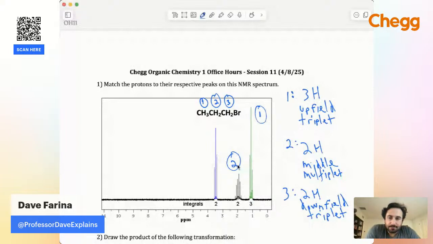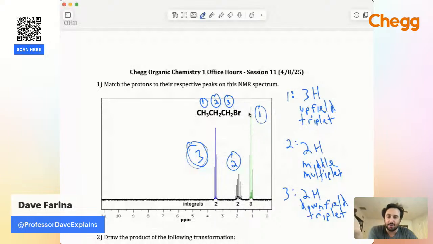And then lastly, number 3, we have a 2H downfield triplet. So here's 2H. It's the most downfield, and it is a triplet. So that looks good. So when you're doing these assignments, you really want to try to corroborate the peak assignment with all 3 of these data, right? You need integration, you need chemical shift, and you need splitting pattern. And if all 3 of those agree on the assignment, then you can be really confident that you got the right assignment. And obviously, this is a very, very simple example, right?